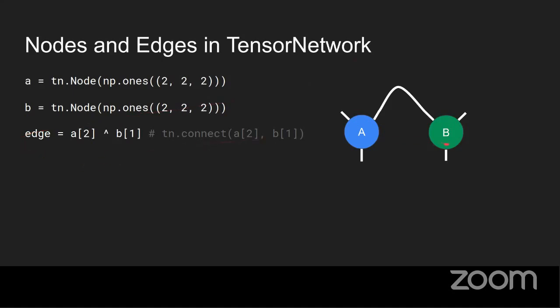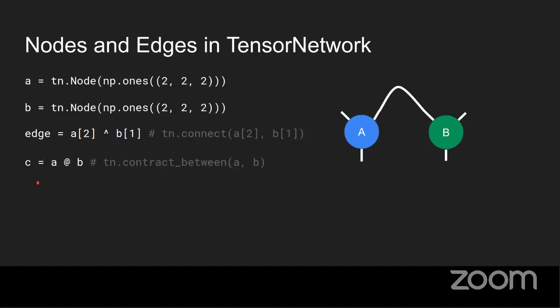So after I run this line of code, the A and B edges are going to get connected together, and they're going to generate this new object that's just going to represent the edge. So this edge object is literally representing this connection between A and B. Finally, what you can do is contract these 2 nodes together.